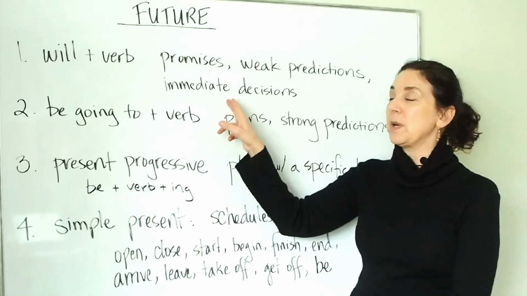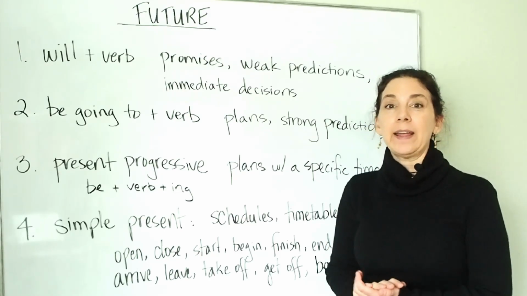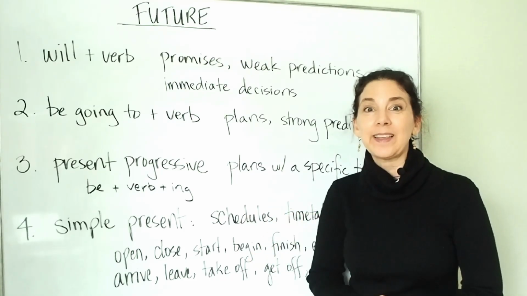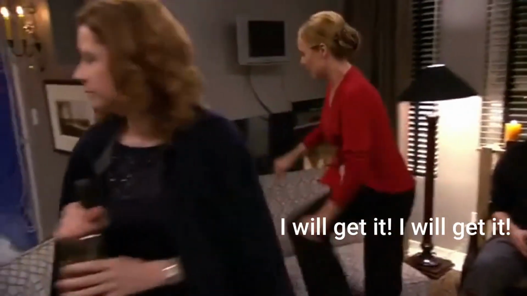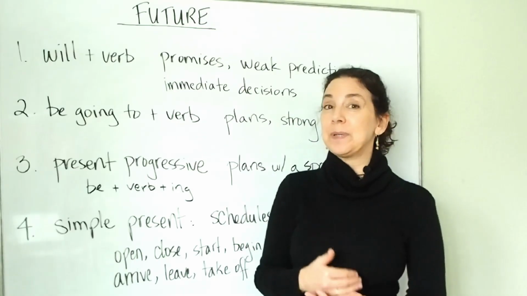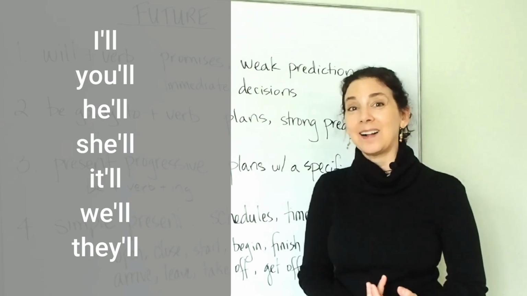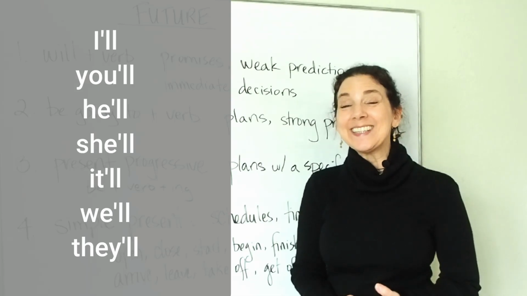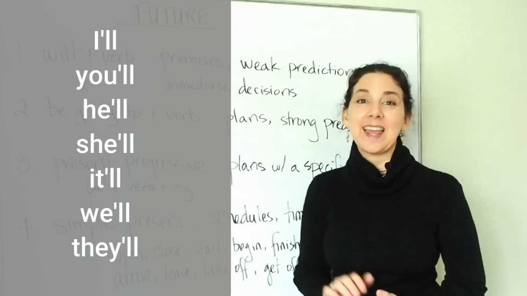And third, for will, we use it for immediate decisions. What does that mean? That means that it's something that we decide that we will do right now. For example, the phone is ringing and you can say, I will get it. Or the doorbell rings. I will get it. Or you see someone who needs help and you can say, I'll help you. Notice that will can be contracted, and in that case we say I'll, like I'll help you. You'll, he'll, she'll, it'll, we'll, and they'll.